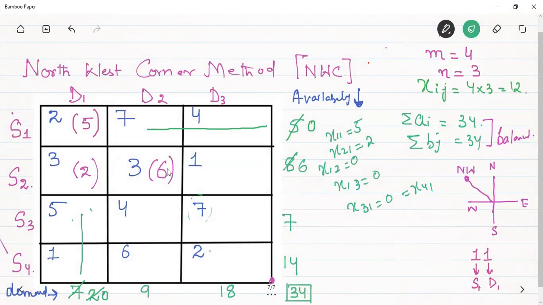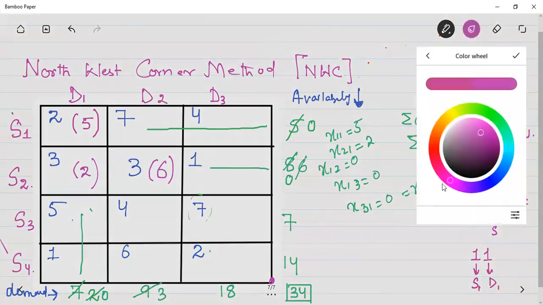When I allocated 6 units here, what got exhausted? The supply of source 2 got exhausted. Its supply was 8. 2 it gave to destination 1, 6 it gave to destination 2. Therefore its supply is now 0. That means it can't supply anything to this cell, it can't give anything to destination 3 because its supply has been exhausted. What is the demand remaining for destination 2? Its demand was 9, 6 has been fulfilled, now it is left with 3. Okay, so this is fine.